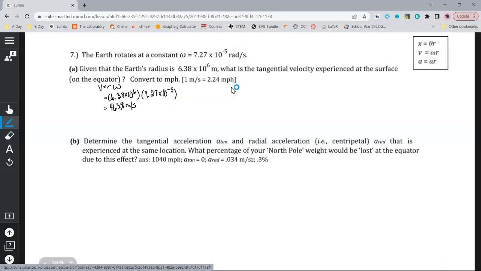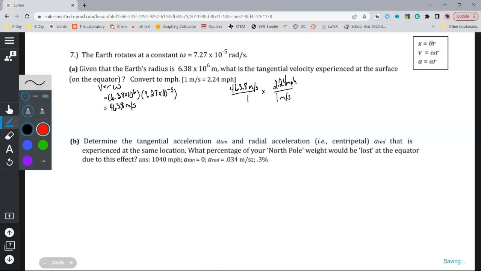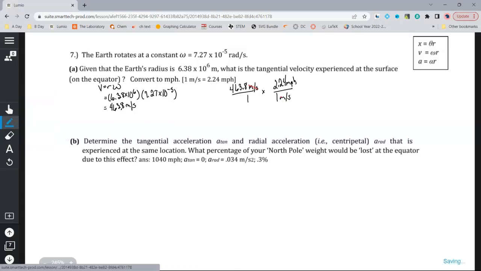Now, we have a conversion, so let's look at this. We have 463.8 meters per second. We know that every 1 meter per second is the equivalent of about 2.24 miles per hour. So we can go over here, let me grab another color. The meters per second are going to cancel, and that's going to give us about 1,039 miles per hour. So it's going pretty fast.